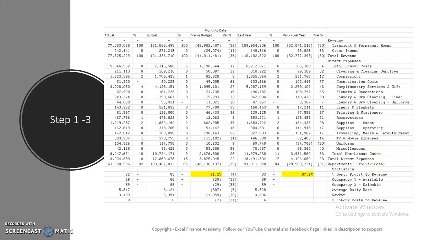In the next video we're going to learn how to analyze, how to read the percentages, and how to draw conclusions from these calculations.